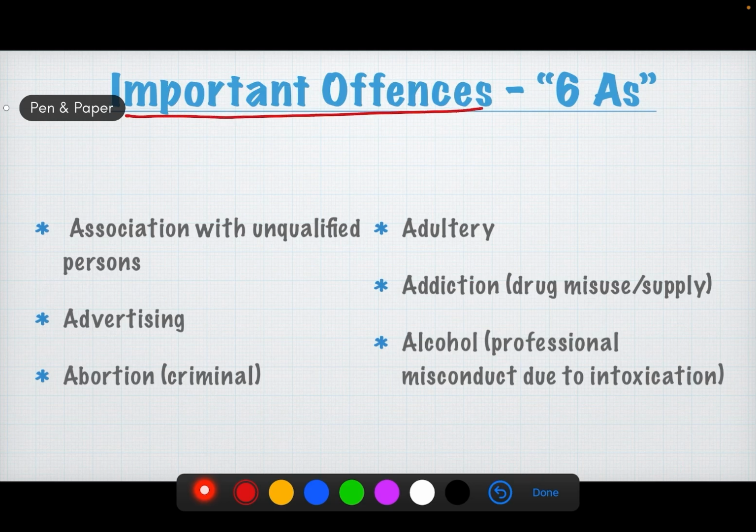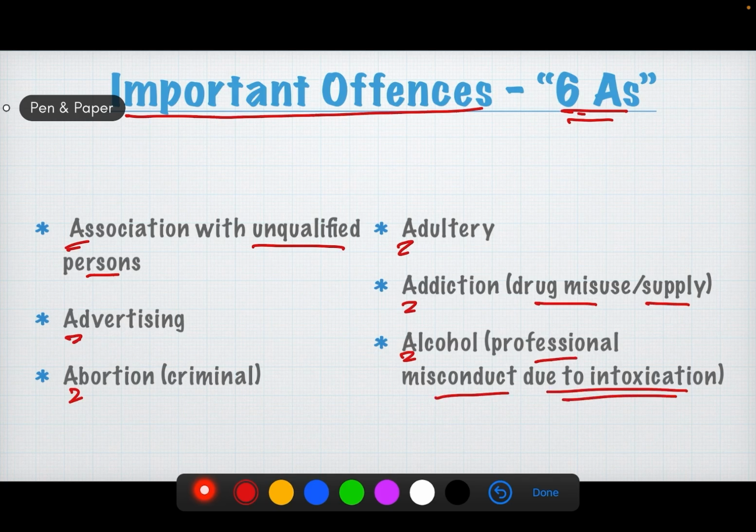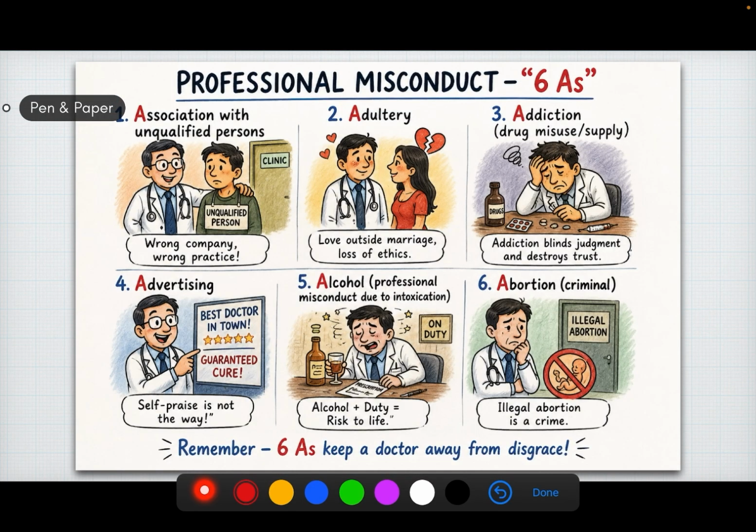Now, there are these important offenses, also known as 6 A's, because all of them almost start from A. Association with unqualified persons. Advertising, abortion, that is criminal abortion, then adultery, addiction, drug misuse or drug supply, then alcohol, professional misconduct due to intoxication. So these are the 6 A's. These are important offenses. So you can remember those 6 A's by this cartoon.